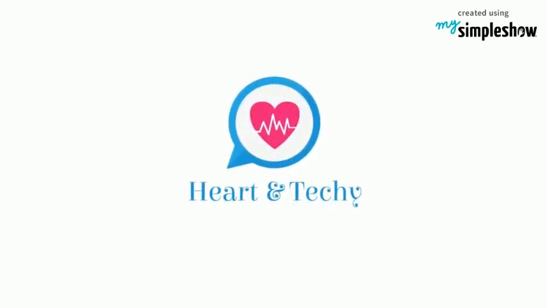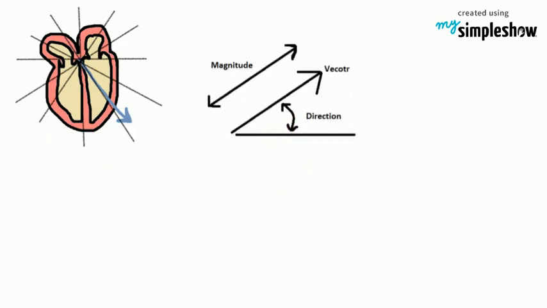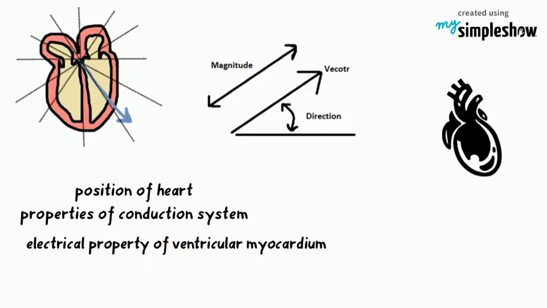Electrocardiogram: electrical axis and axis deviation. Mean QRS axis is the magnitude and direction of the mean cardiac dipole or vector. Factors affecting the mean cardiac vector are position of the heart, properties of the conduction system, electrical property of the ventricular myocardium, and muscle mass of each ventricle.